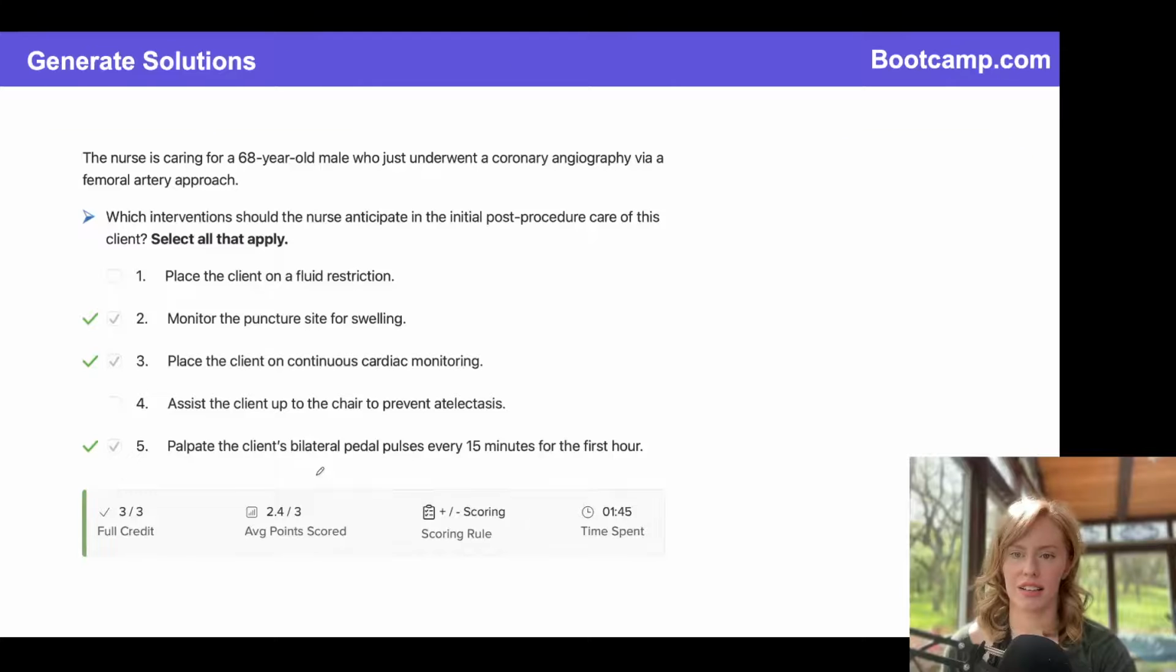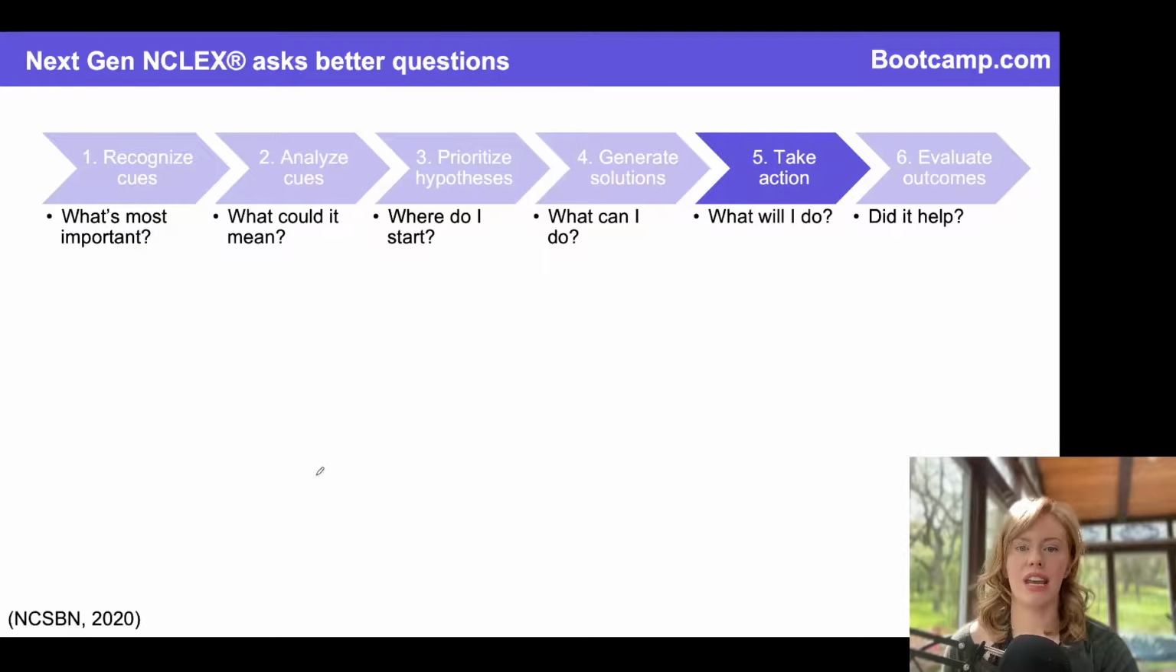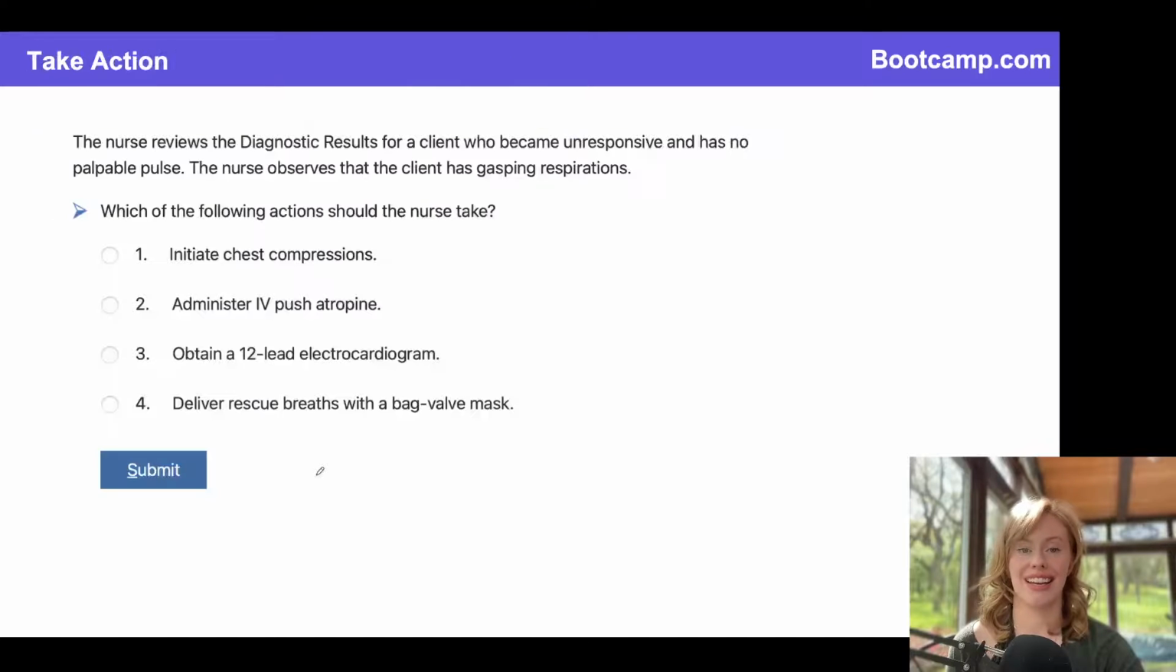So well done. All right, so now that we have figured out what we can do, we need to actually do the thing. We need to take the action, and this is really important to do as a nurse. You need to know how to intervene, especially in a scenario like this one, which is kind of emergent. And so we have got this patient. We review the diagnostic results for this client who became unresponsive and has no palpable pulse. And then you observe that they have got gasping respirations.